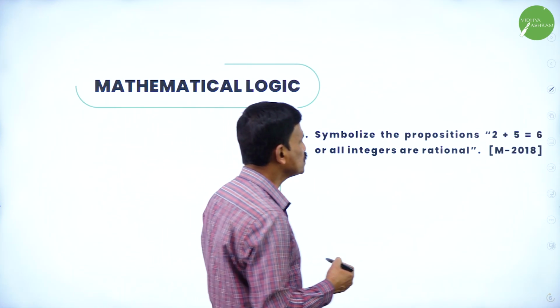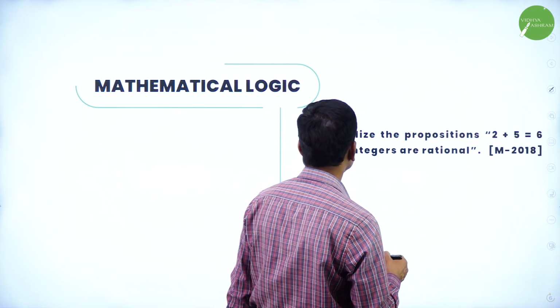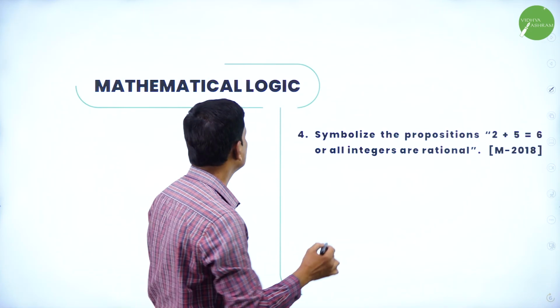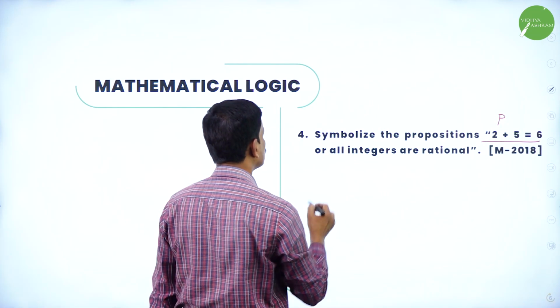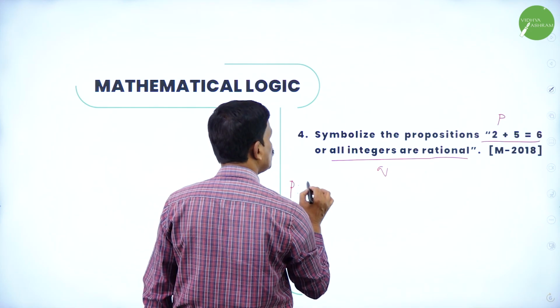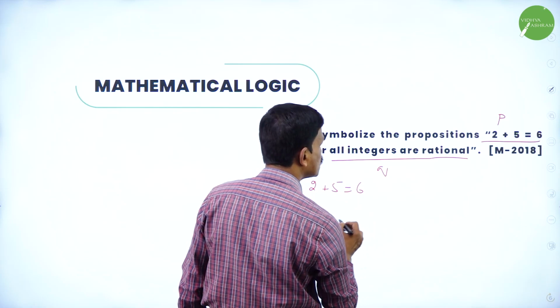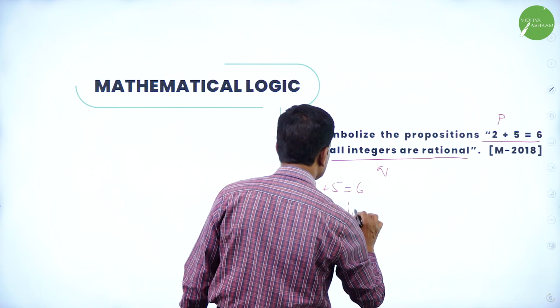Symbolize the proposition: 2 plus 5 is equal to 6 or all integers are rational. We have to symbolize this. Here P is 2 plus 5 is equal to 6, and all integers are rational is Q. So P is nothing but 2 plus 5 is equal to 6, and Q is nothing but all integers are rational.